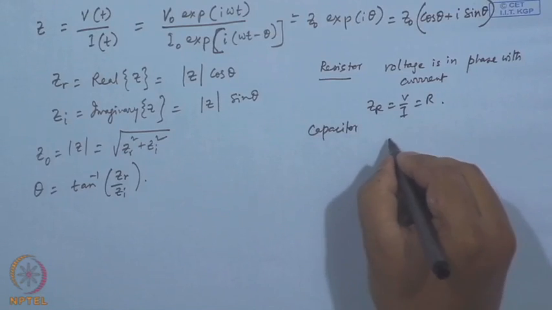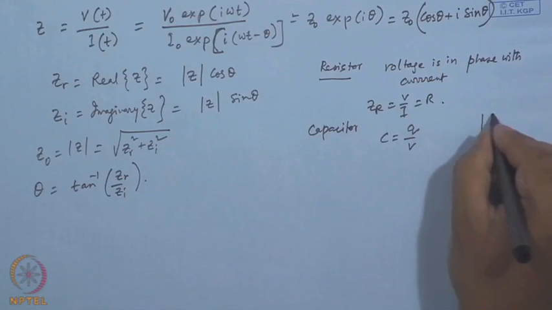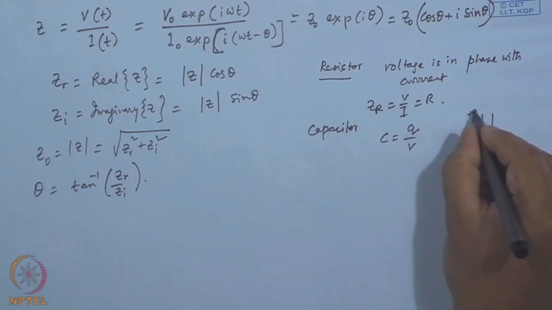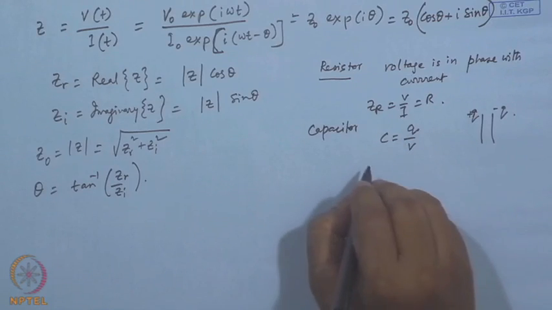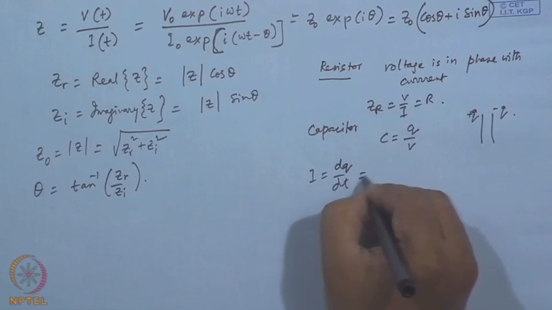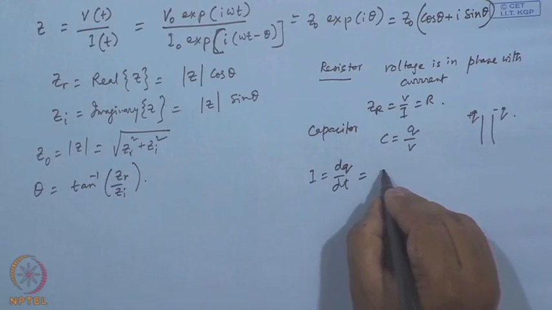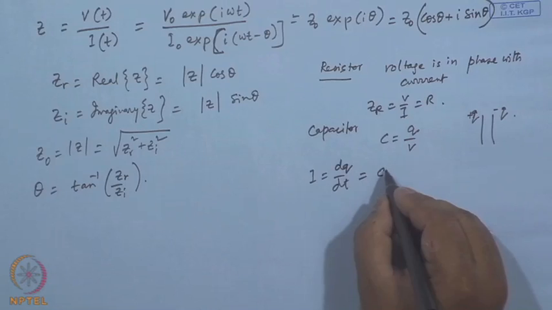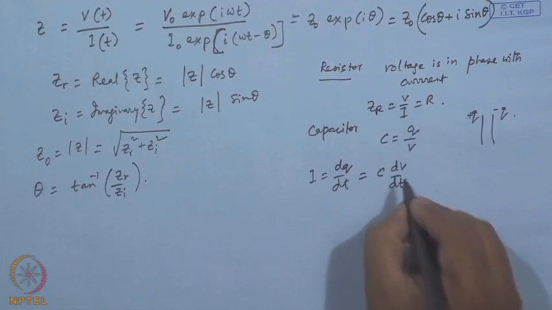C is equal to Q by V, where basically you have two capacitor plates and one is holding plus Q charge and the other is holding minus Q charge. Then the current here is basically dQ/dt, that is how it is defined. Q would be equal to CV, so dQ/dt would be C dV/dt.